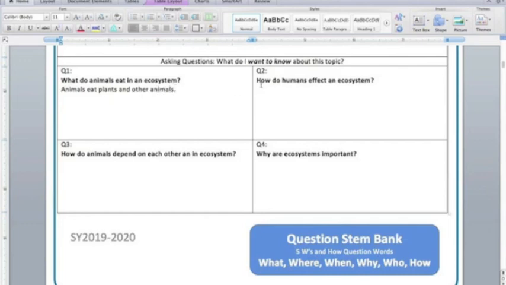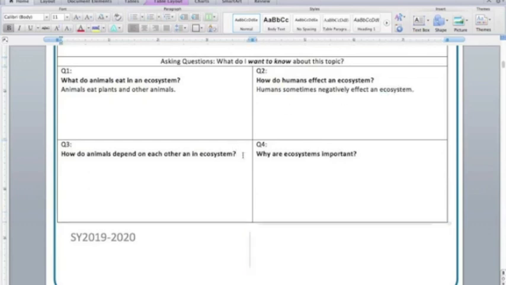Okay. In my question two box, I asked the question, how do humans affect an ecosystem? Well, it's very unfortunate, but we learned that humans sometimes negatively affect an ecosystem. Unfortunately, we're cutting down a lot of forests, and sometimes even the chemicals that we use end up hurting animals, like, for example, the baby eagles who were dying because of the DDT.